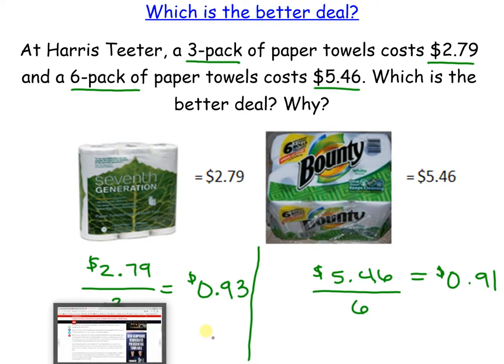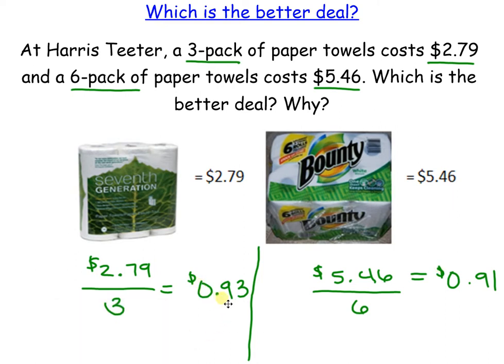Okay, you should have gotten an even 93 cents for the 3-pack or 91 cents for the 6-pack. So which is the better deal? Well, the 6-pack is the better deal because I'm only paying 91 cents per paper towel. I'm saving 2 cents per roll, which does not seem like a lot, but over the course of weeks and months and years and decades of buying paper towel, it adds up.